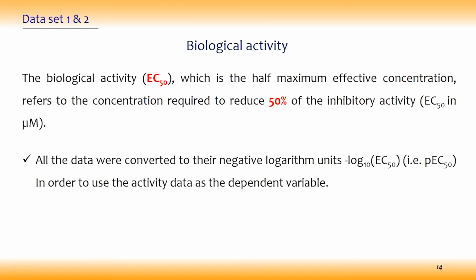The biological activities in both datasets were presented by the EC50 values, which is the half maximum effective concentration that refers to the concentration required to reduce the 50% of the inhibitory activities. And all the data were converted to their negative logarithms in order to make the values in a normal range.